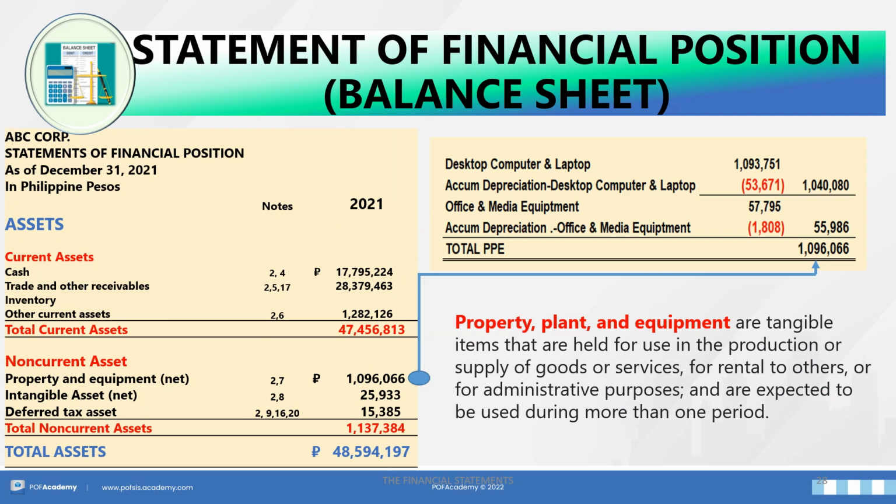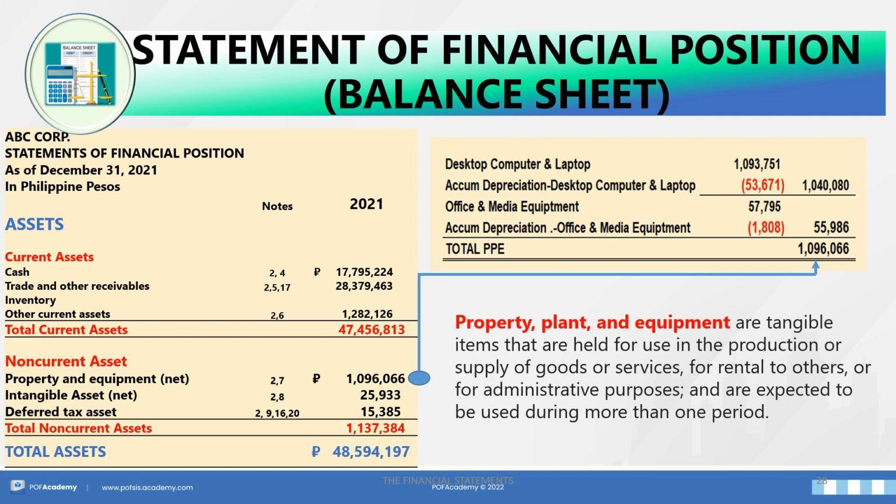So let's move on to the non-current assets. We have here property, plant, and equipment. As defined, these are tangible items that are held for use in the production or supply of goods or services, for rental to others, or for administrative purposes, and are expected to be used during more than one period. Since property, plant, and equipment, a non-current asset, has a cost and limited useful life, and its value eventually declines, it follows that a charge should be made in profit or loss to reflect the use that is made of the asset by the business. This charge is called depreciation.